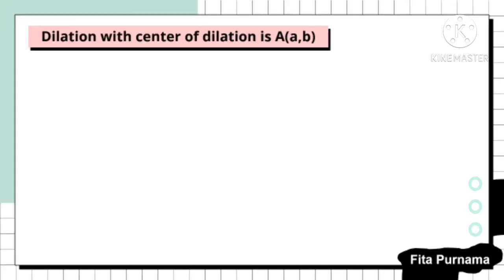Moving on, we have now reached the explanation about dilation with the center of dilation at (a, b).